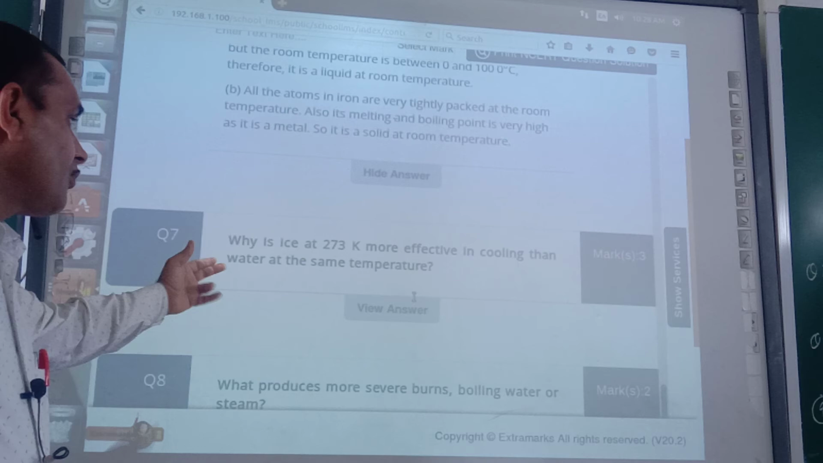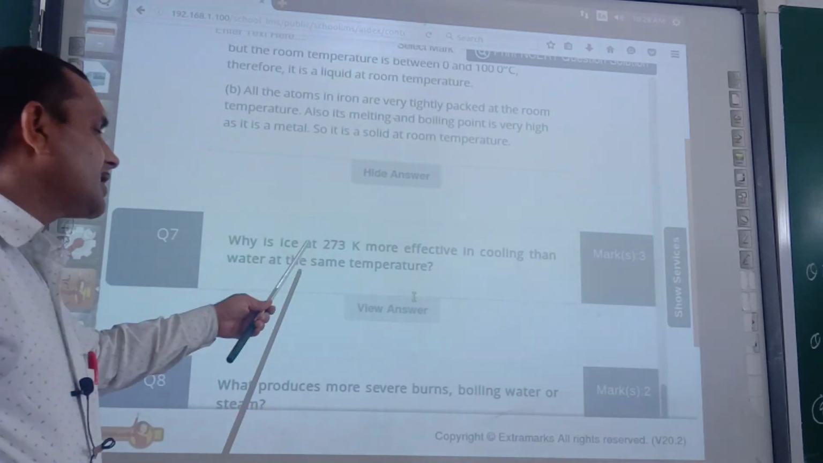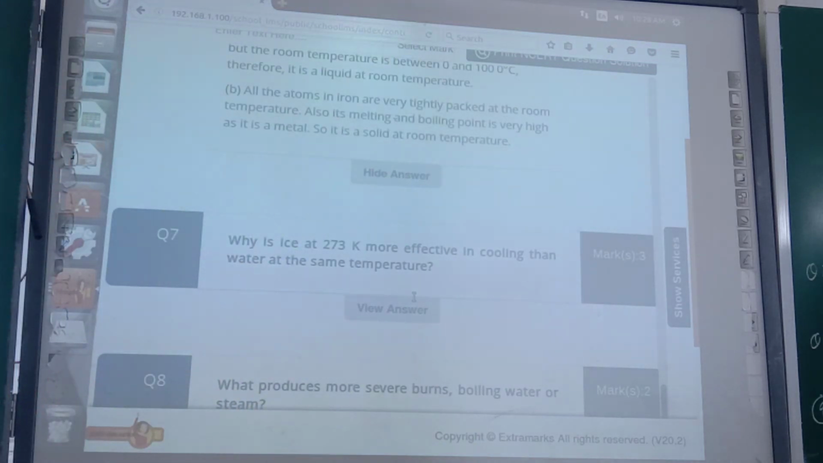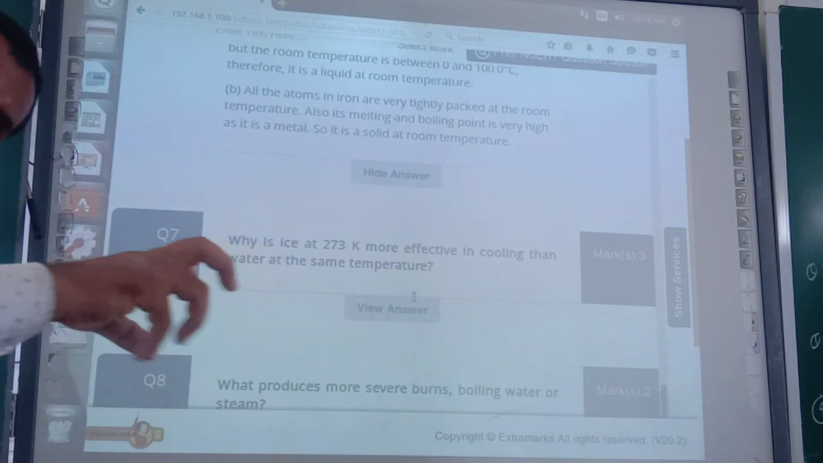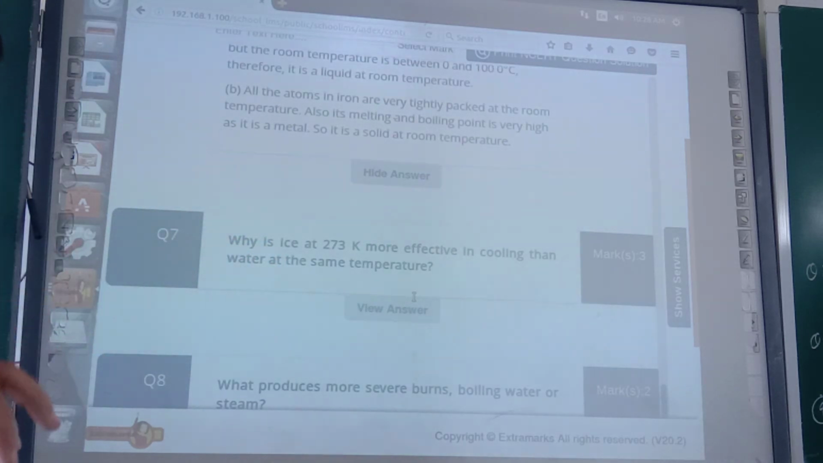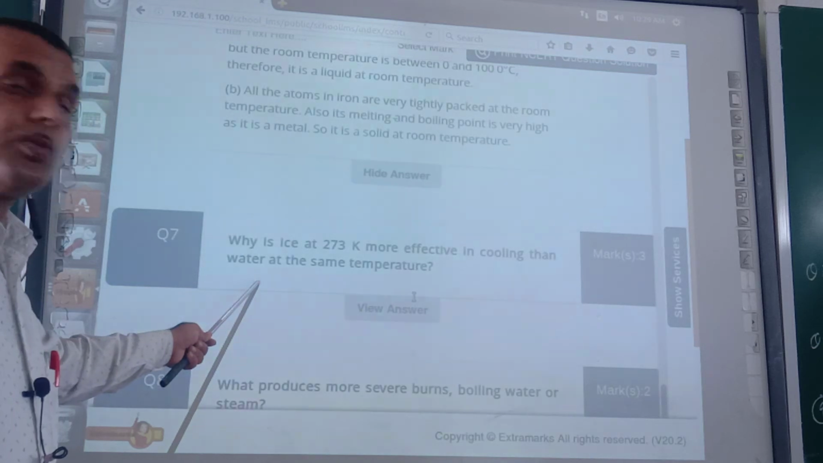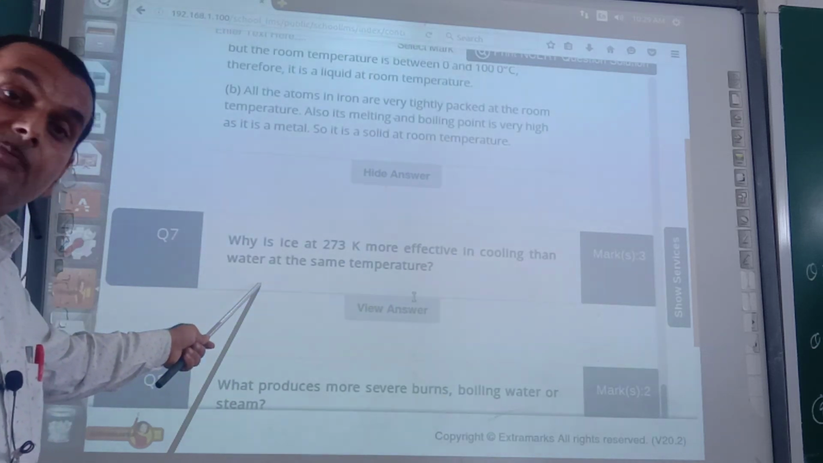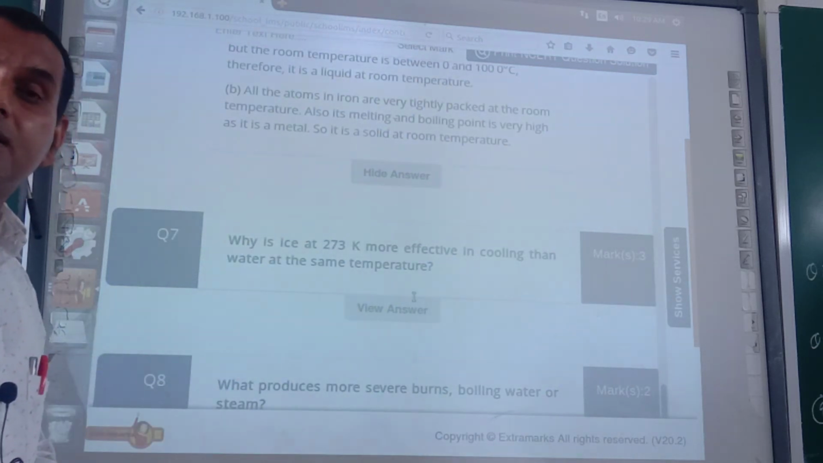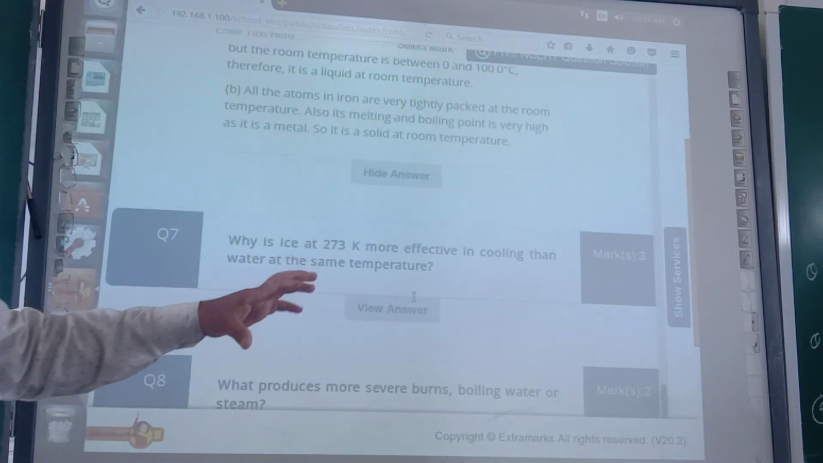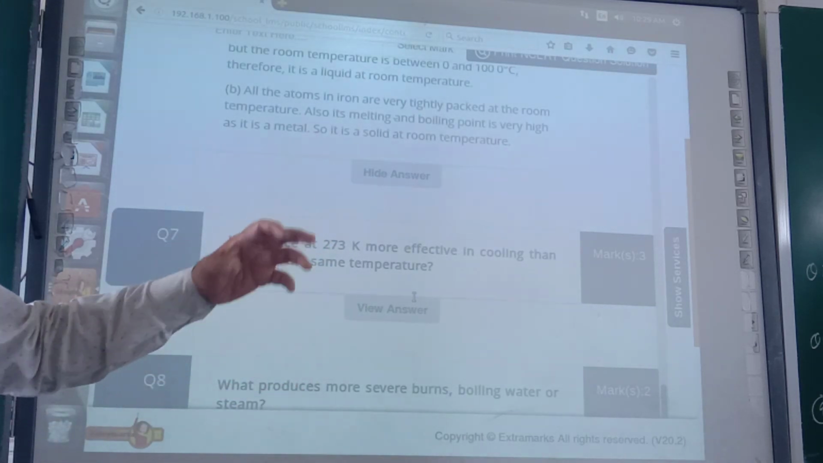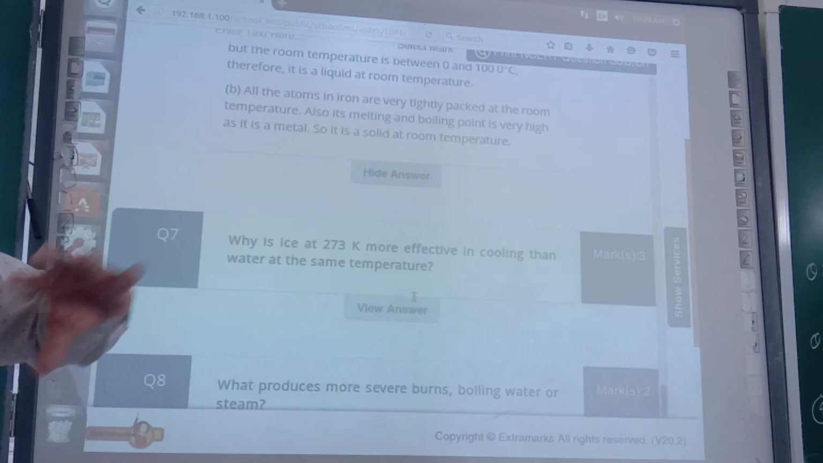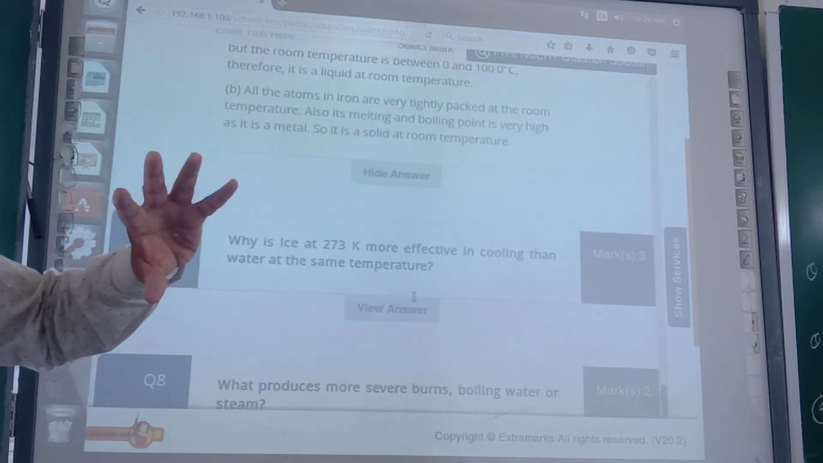While in case of water at 0 degree Celsius, it will also take heat, but their heat taking capability is less as compared to ice. Why? Because it can be converted into vapor state at 100 degree Celsius. So that much temperature it has to take from the object. So the temperature difference is a lot.